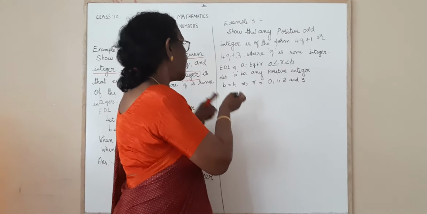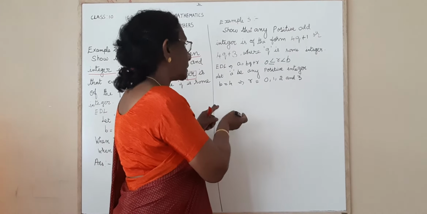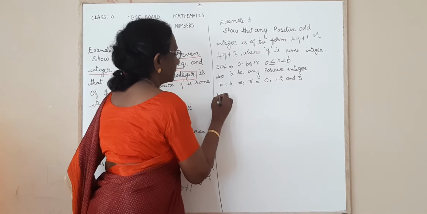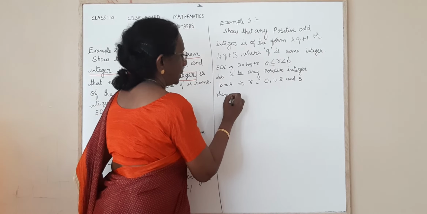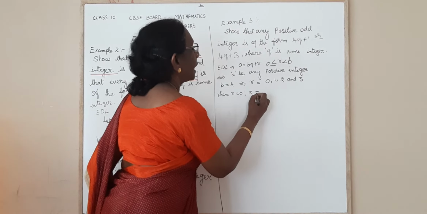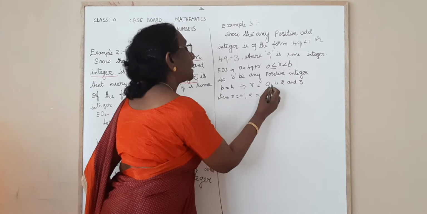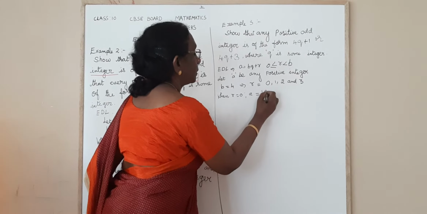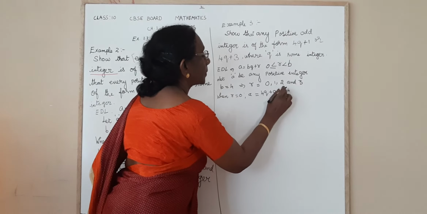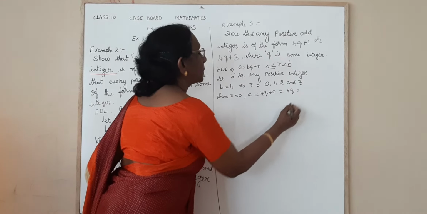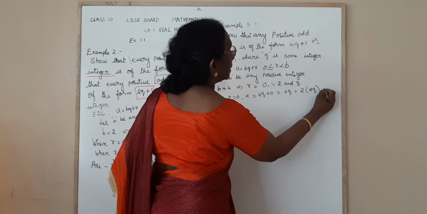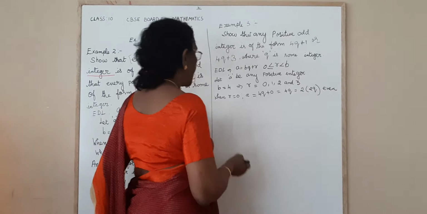Now what should we do in the next step? You have to use Euclid's division lemma and write the 4 cases. So first case, when r is equal to 0, what will be a? a is equal to bq plus r. Here b is equal to 4. So it is 4q plus 0, which is equal to 4q. 4q is a multiple of 2. It is 2 into 2q. It's an even number.